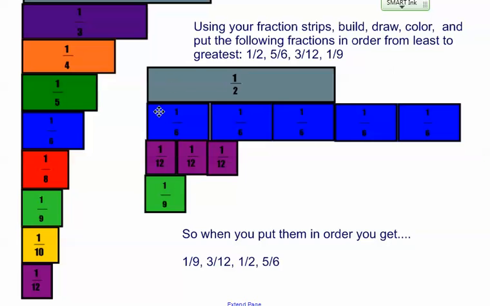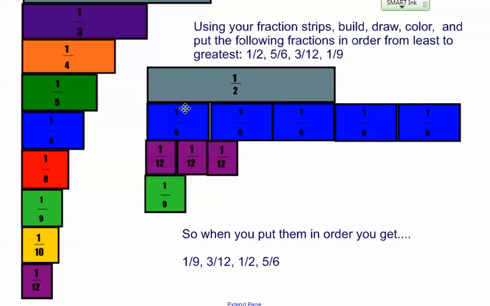Okay, if you built them, it should have looked like this. And when you put them in order, 1/9 is the smallest because it takes up the least amount of space. 3/12 is the next smallest because it's the next shortest one. Then 1/2, and finally the biggest one is 5/6. So if you were to put them in order, it'd be 1/9, 3/12, 1/2, 5/6. So this should be drawn and colored on your paper.